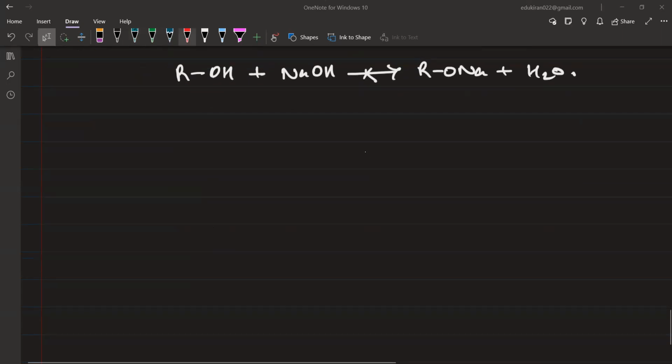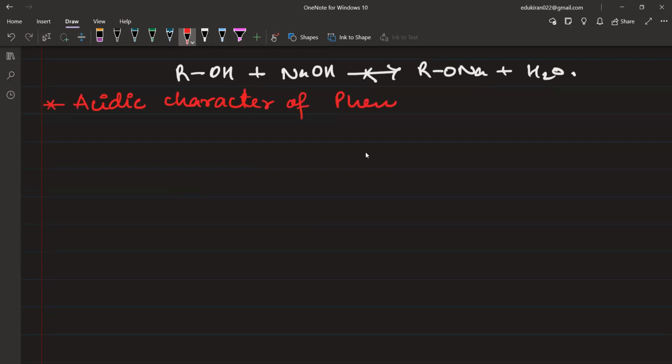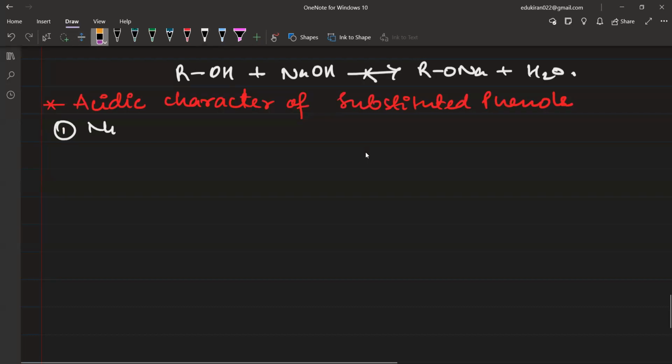Right, next. Acidic character of substituted phenol. We had a bit of a hint in the alcohol portion also, right? But in this we are going to get into details. Please write acidic character of substituted phenol. Please write number 1: Nitrophenols.